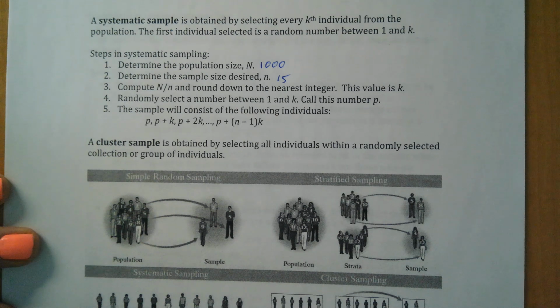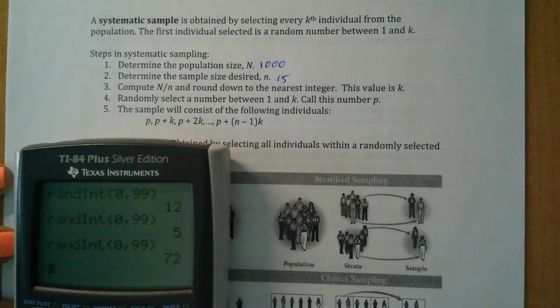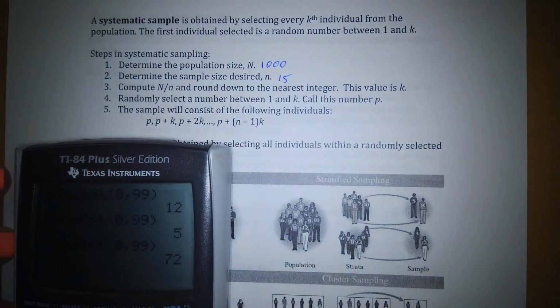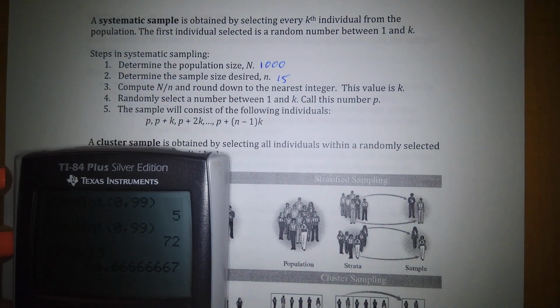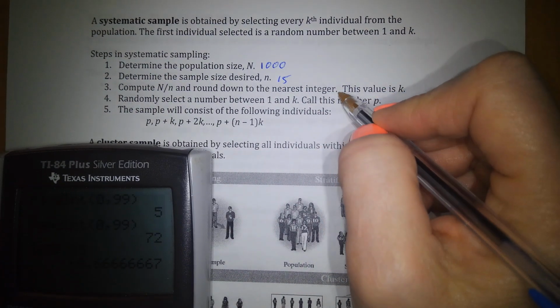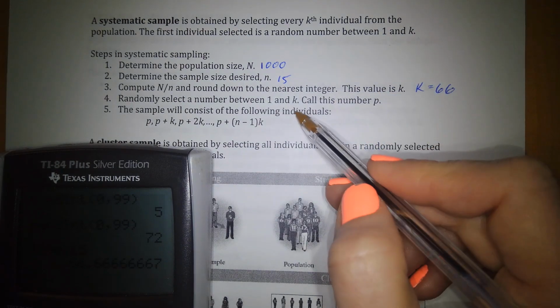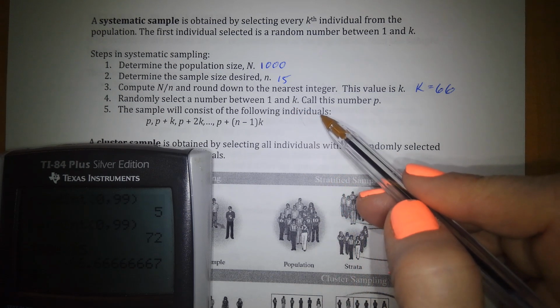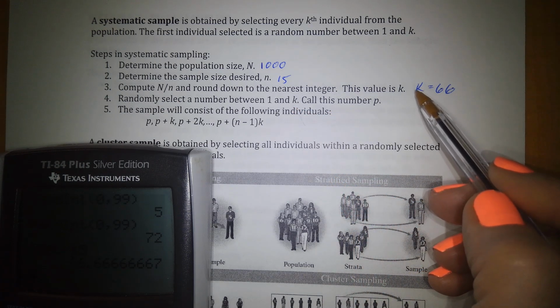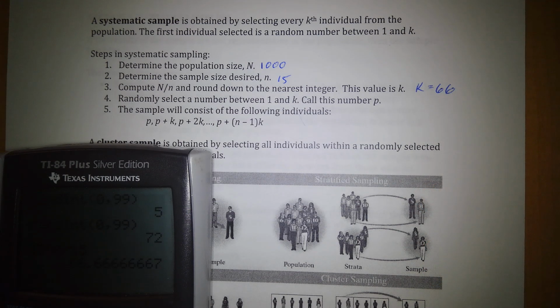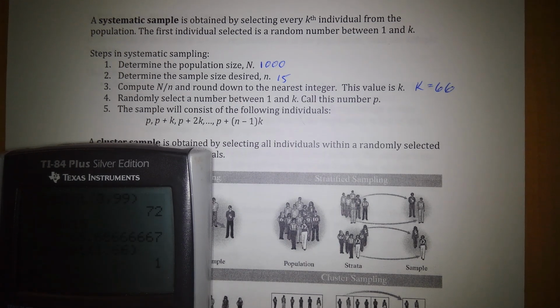First we compute N divided by n. So in my calculator, I would do N divided by n, and I get 66.66. And it says round down to the nearest integer. So k is 66. Then randomly select a number between 1 and k. We'll call it p. So we're going to randomly select a number between 1 and 66. So I'm even going to let my calculator do that for me, so it is really random. So I want a number between 1 and 66, and I got the number 1.